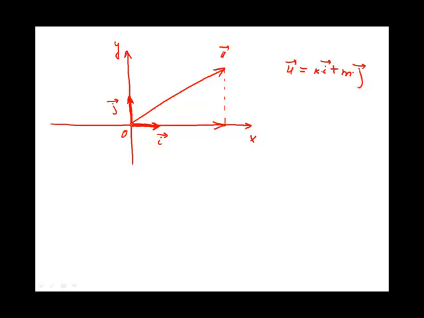Okay, this vector will be u1. And let me put another vector from this point to this point. This vector will be u2. It's obvious from this picture that u equals u1 plus u2.